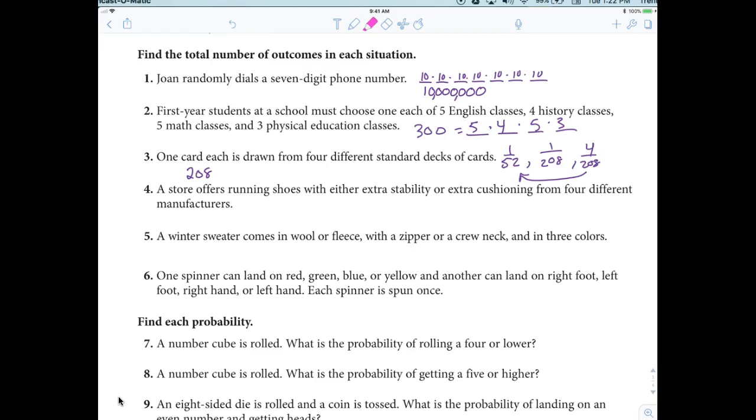Listen, you have to go back and read the directions here. Find the total number of outcomes. That's just saying how many cards are there. 208. Everybody with me on that? All right. So again, I'll make that clear.